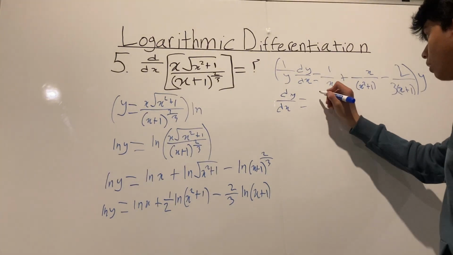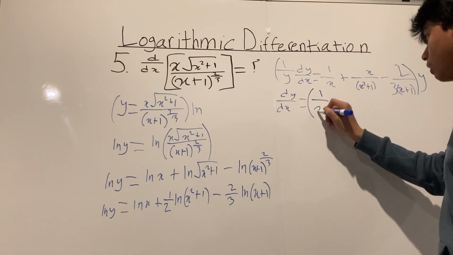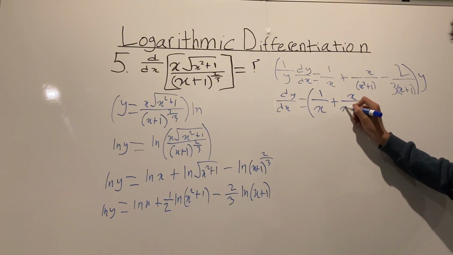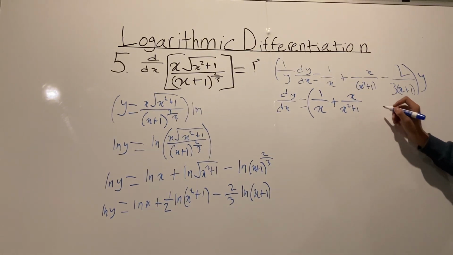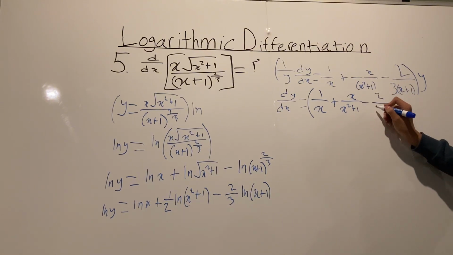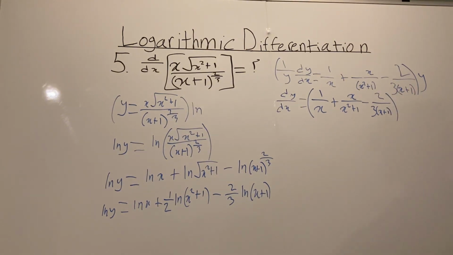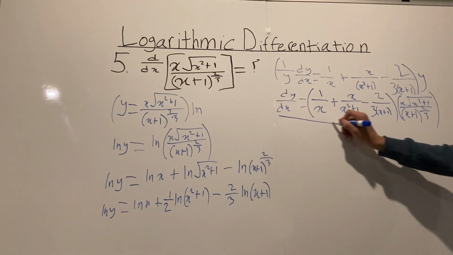So we have 1 over x plus x over x squared plus 1 minus 2 over 3 times x plus 1. And everything is multiplied by the original function. So, x times the square root of x squared plus 1 divided by x plus 1 to the power 2 over 3. And that's the final answer. So let's box this in.